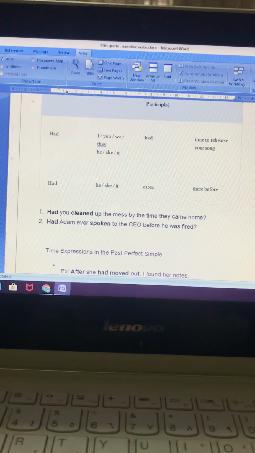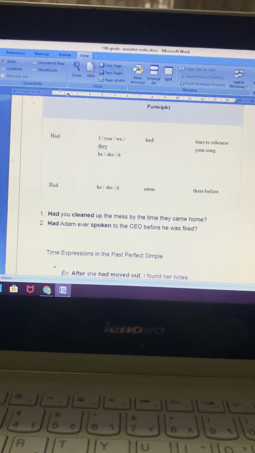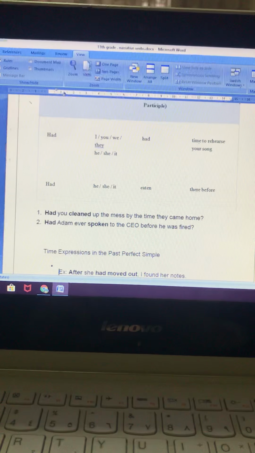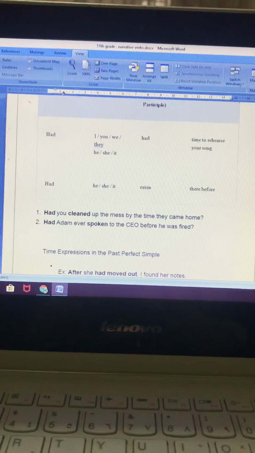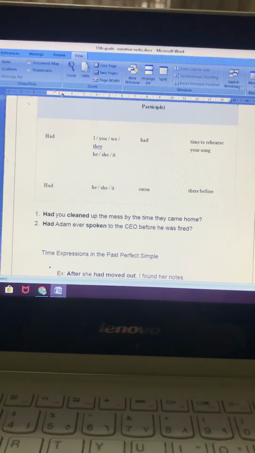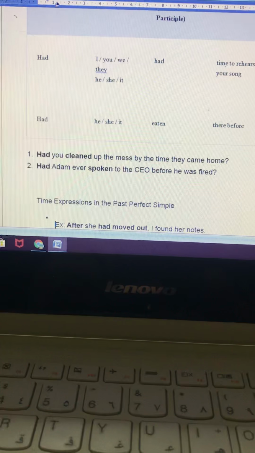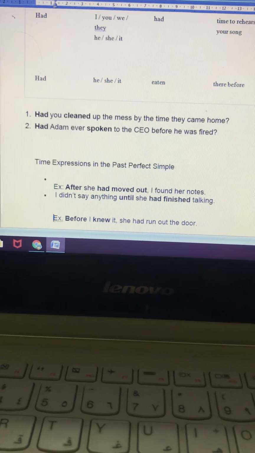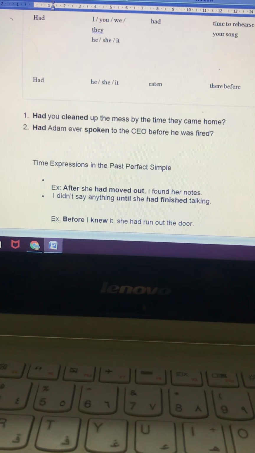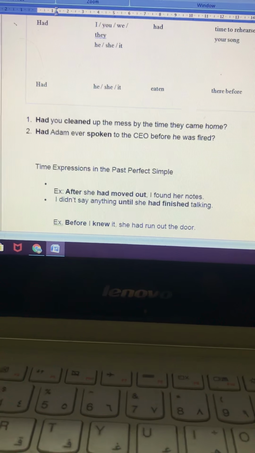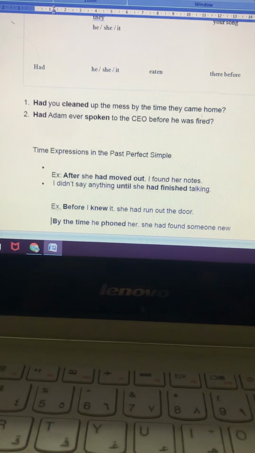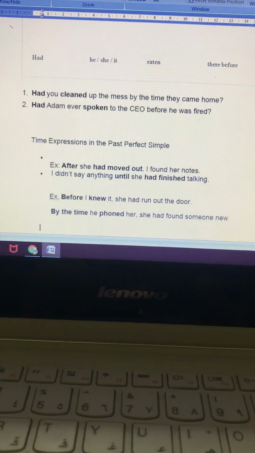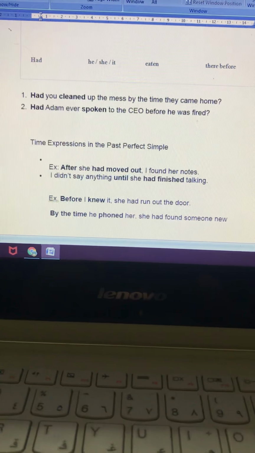Again, here we have the past perfect, had cleaned and had spoken, but with the question order. You have to start with had, then the subject, then the verb in its past participle form, and the rest of the sentence. The keywords we have: after. For example, after she had moved out, I found her notes. Also we have until. I didn't say anything until she had finished talking. We have before I knew it, she had run out of the door. And we have also by the time he found her, she had found someone new.